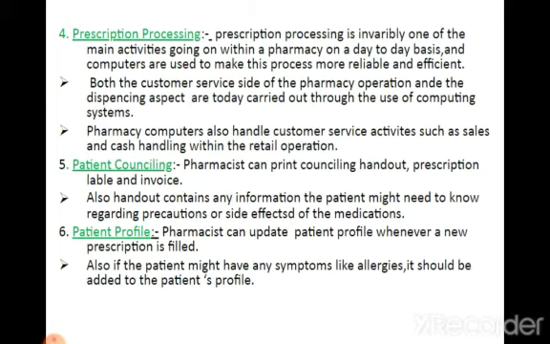Fifth, patient counseling. The pharmacist can print counseling, hand out a prescription label and invoice. Also a handout contains information the patient might need to know regarding precautions or side effects of the medicines. Sixth one is patient profile. The pharmacist can update the patient profile whenever a new prescription is filled. Also, if the patient has any symptoms like allergies, it should be added to the patient's profile.